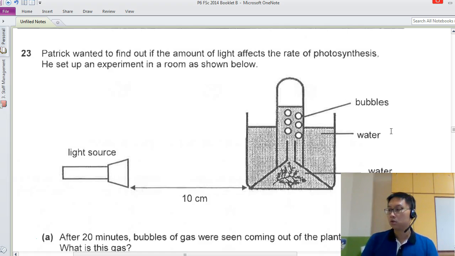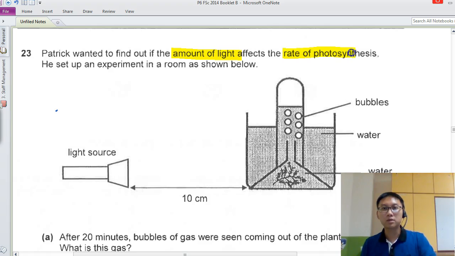Okay. So question 23, Patrick wanted to find out if the amount of light affects the rate of photosynthesis. Okay, again, we are looking at an experiment. So she's wanting to find out if the amount of light, so this is my variable that is going to be changed, affects the rate of photosynthesis.